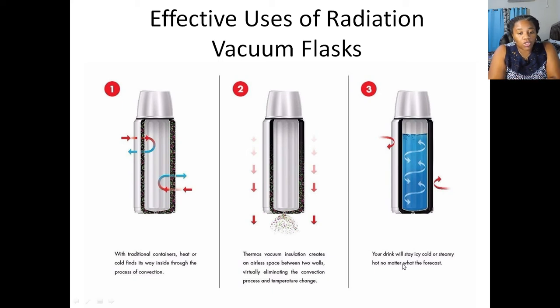And so your drink will stay icy cold or steamy hot no matter what the forecast is. Note well that in here is usually shiny. And so whatever is hot in here will reflect the heat back into the substance. Or if it's cold, it would just stay cold, right?